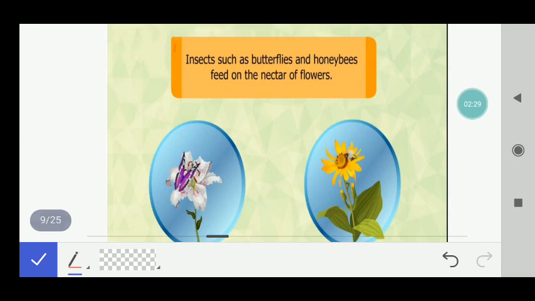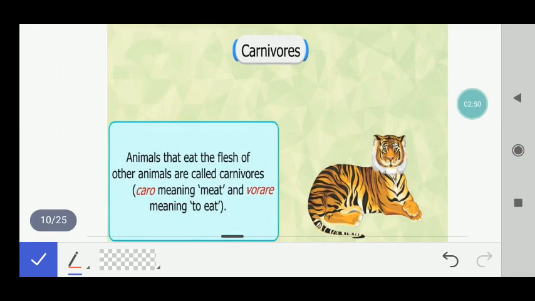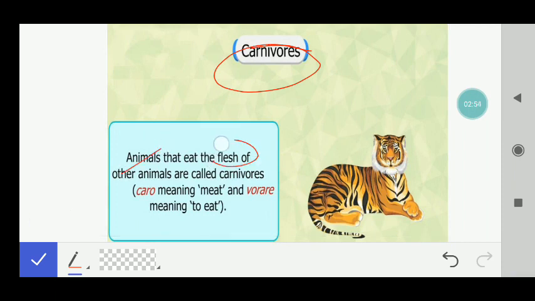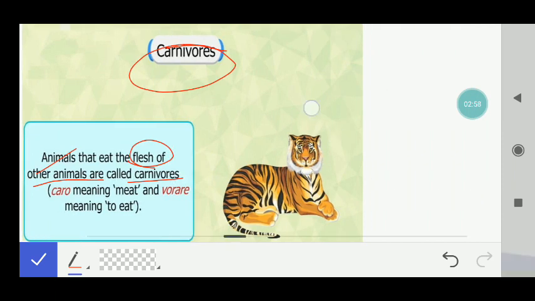Insects such as butterflies and honeybees feed on the nectar of the flowers. Nectar is the sweet juice present in the flowers. Such insects have a special mouthpart called proboscis, which helps them to suck nectar from the flowers without damaging the flowers.